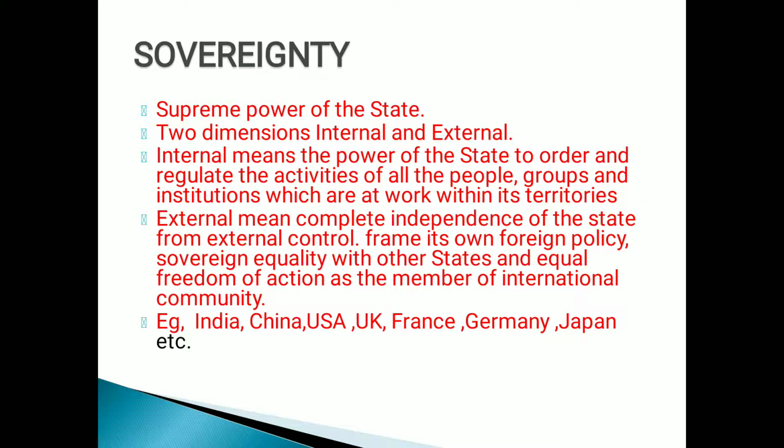Each state voluntarily accepts rules of international law, children. These cannot be forced upon any state. India is free to sign or not to sign the non-proliferation treaty or the CTBT or a nuclear treaty, right? No state can force her to do so.